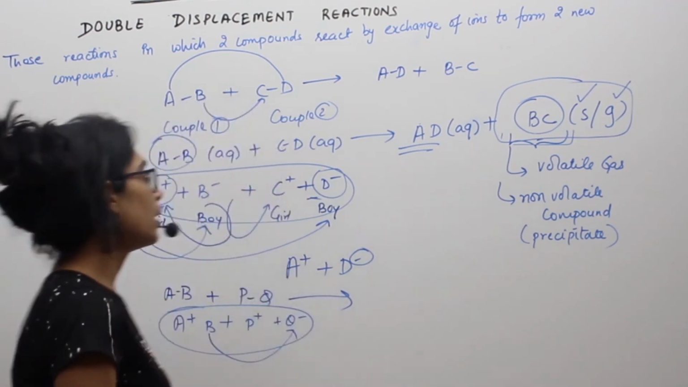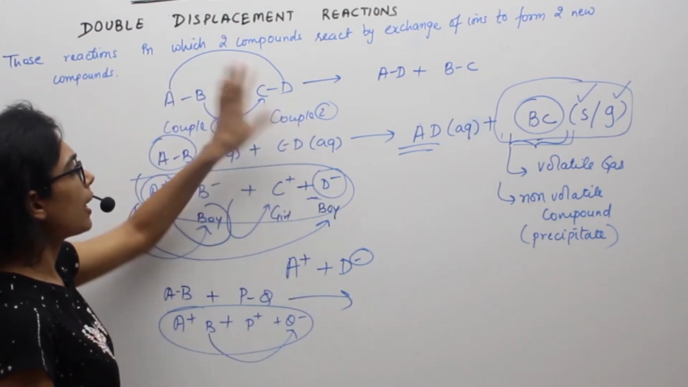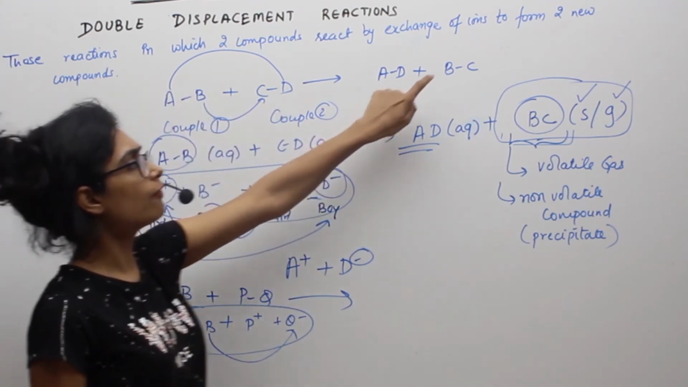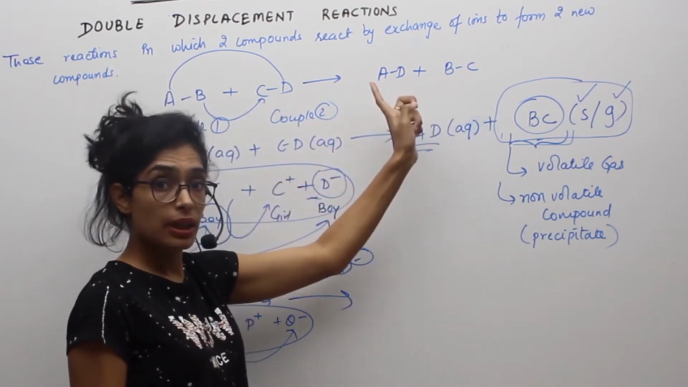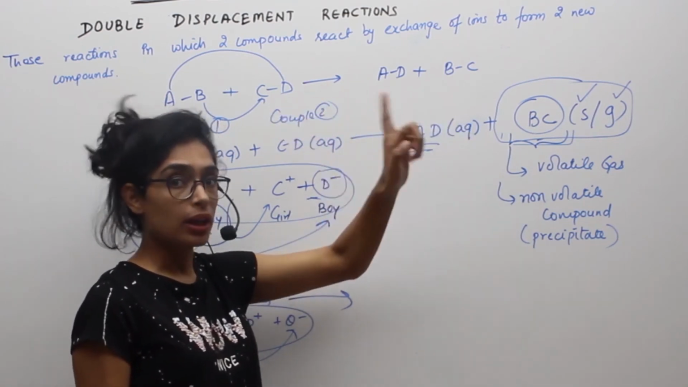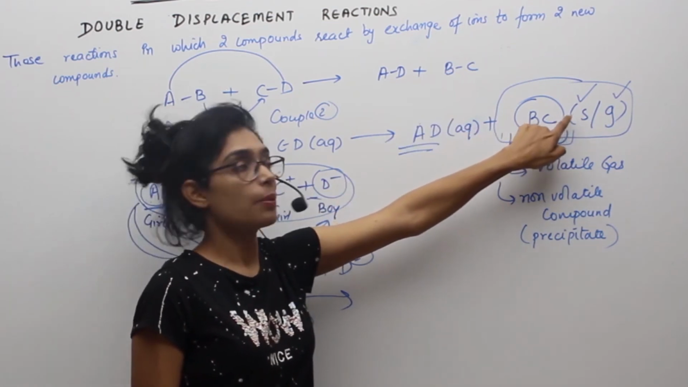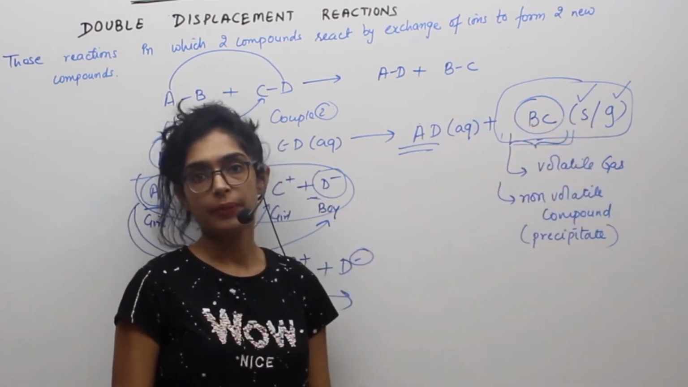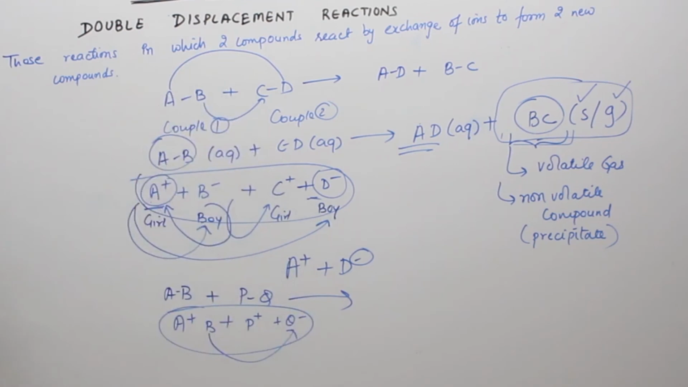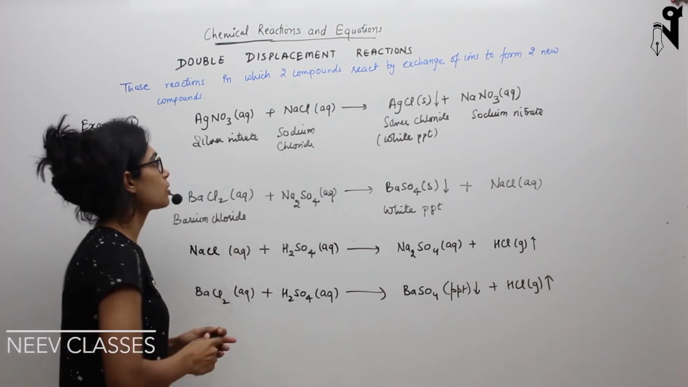Okay, so I hope now the idea would be clear that A, B, C, D ion exchange happens only and only if one of the products, both can also be stable, both can also form precipitate or gas, but at least one will form either precipitate or gas. Okay, so now let's see some examples of double displacement reaction.